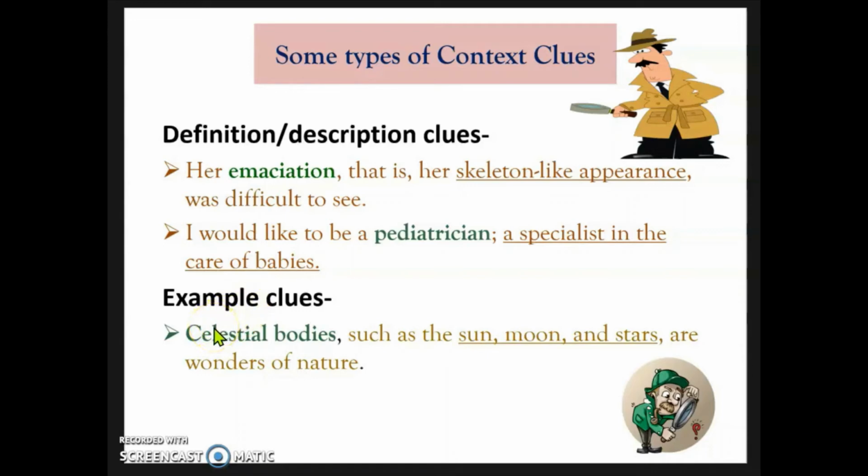Let's read the sentence. Celestial bodies such as the sun, moon, and stars are wonders of nature. So we're trying to understand what celestial bodies mean. What is this concept talking about? Celestial bodies such as, and represented here with some examples, the sun, moon, and stars. Right away we can identify these as objects in the sky. So we're able to appreciate that celestial bodies may mean objects in the sky.